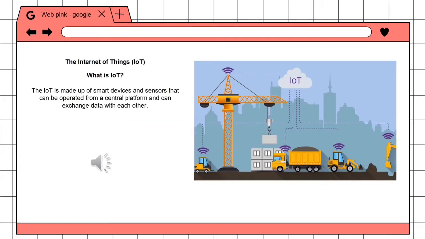Okay, the last part of advances in construction technology is the Internet of Things, also known as IoT. IoT is made up of smart devices and sensors that can be operated from a central platform and can exchange data with each other. The implication of this is huge, as it means that a new, smarter, more efficient and safer way of working is now very possible.